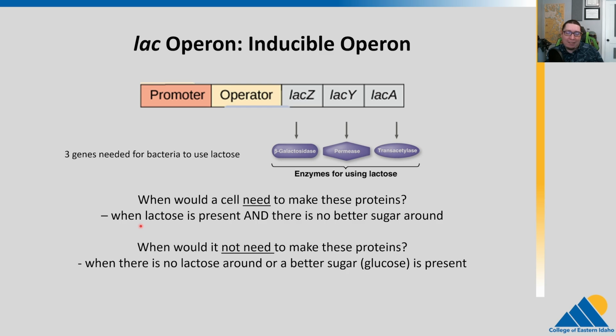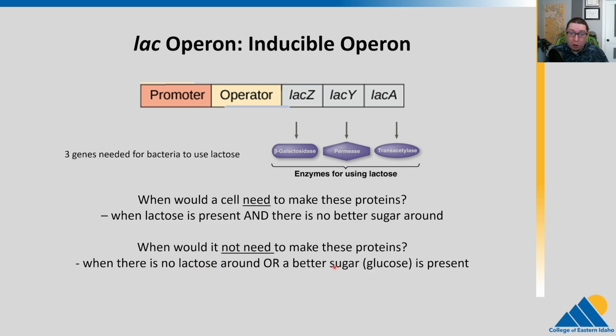So this is an and situation. When lactose is present and there is no better sugar around, we need to make these proteins, right? We need to use the lactose. But when there is no lactose around or a better sugar, like glucose, is present, we wouldn't need to make these.